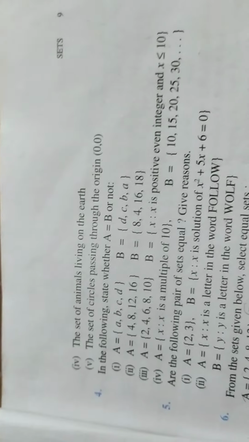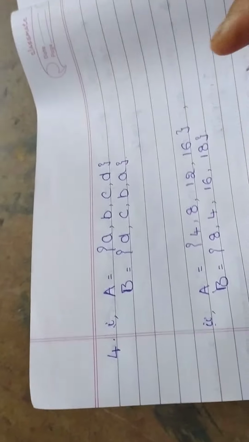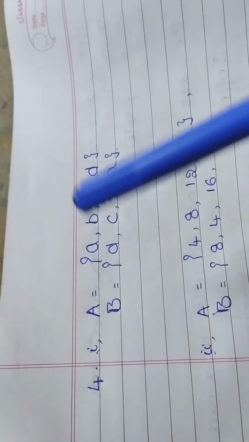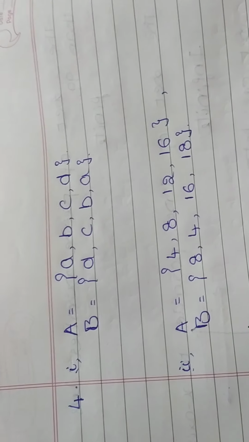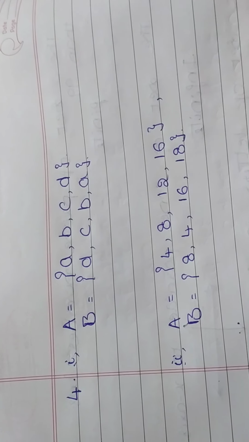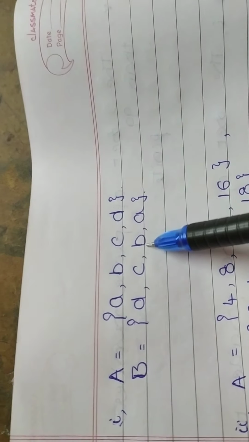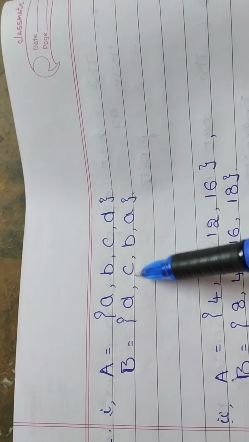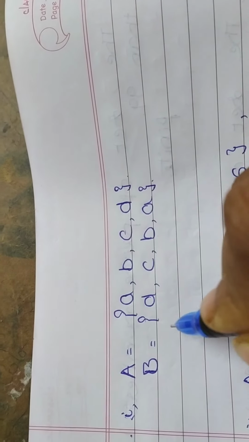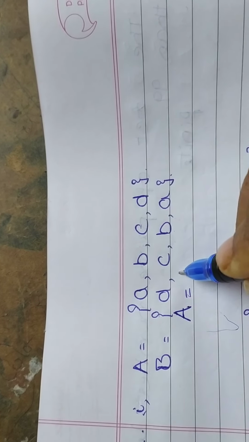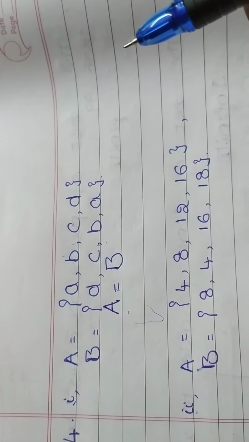Now the fourth question: in the following, state whether A equals B or not. So they are asking us to check whether A equals B or not. When I said that two sets are equal if they contain the same elements, then we can say that the two sets are equal. See here, what are the elements of the set A? A, B, C, D. Whether B also has A, B, C, D or not, check. A, B, C, D. Yes, the order in which they have written might be different, but they contain the same elements. That's why they are equal sets.